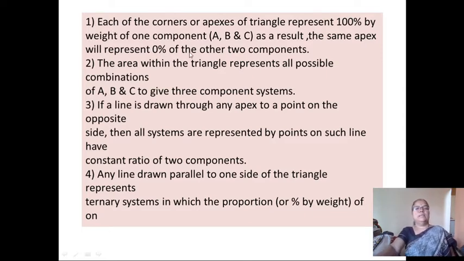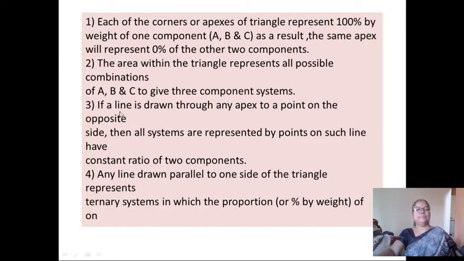Here the scientists Cook and Bethlehem designed an equilateral triangle as a phase diagram of the three component system, and each corner or apex of the triangle represents 100% weight of one component. Suppose in general we have three components A, B and C, and the three apices of the triangle represent 100% of A, B and C respectively. The same apex represents 0% of the other two components. Then the area within the triangle represents all possible combinations of A, B and C to give the three component system.